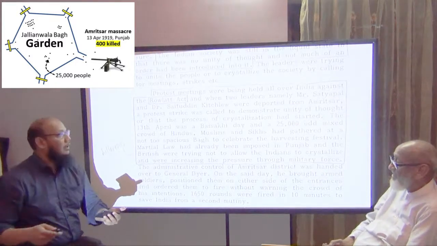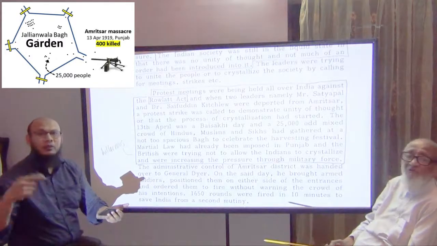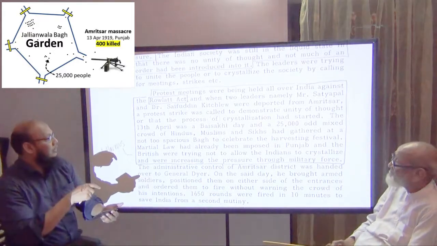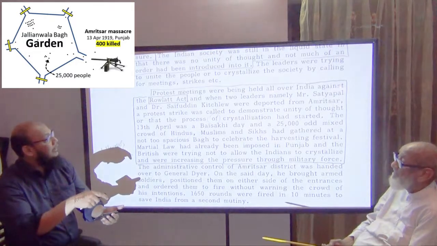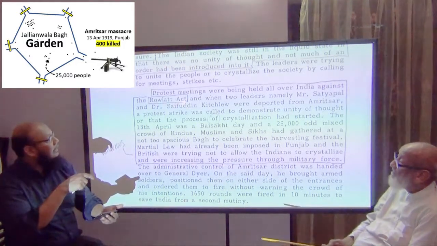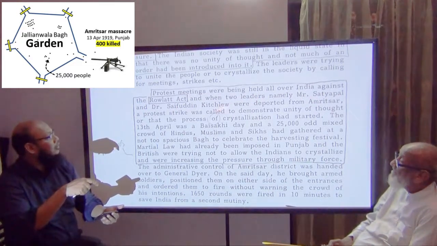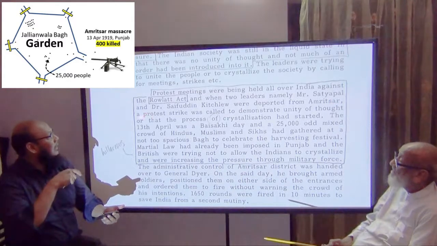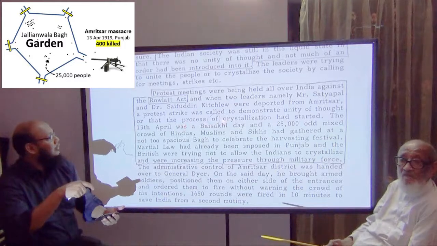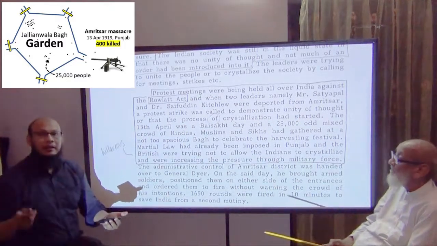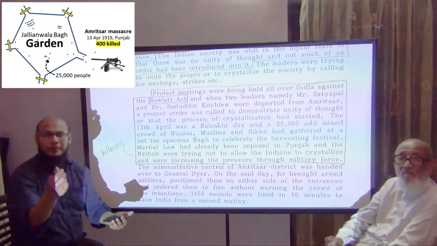It's called Baisakhi Day. It is a Hindu festival. So what happened was the protest meetings were being held all over India against the Rowlatt Act, and when two leaders, namely Mr. Satyapal and Dr. Saifuddin Kichlu, were deported from Amritsar, a protest strike was called to demonstrate unity of thought, or that the process of crystallization had started. These people were now supposed to be getting together. Unity was being formed.